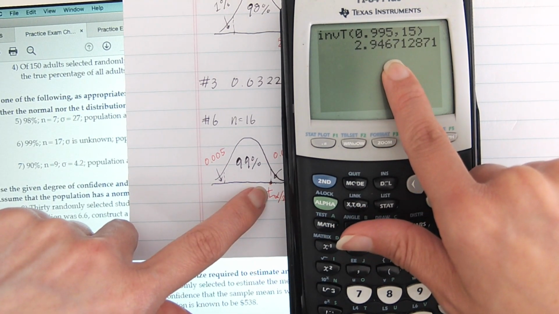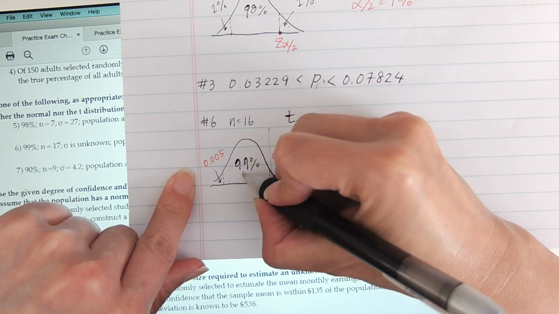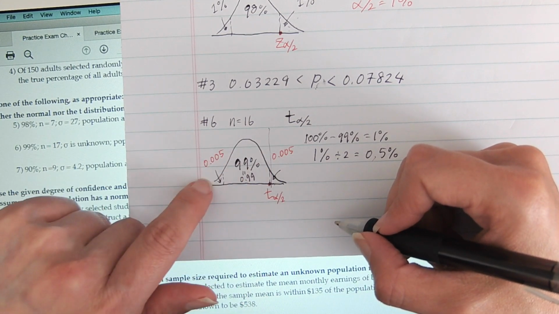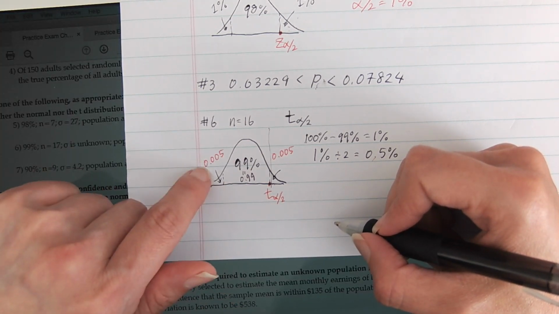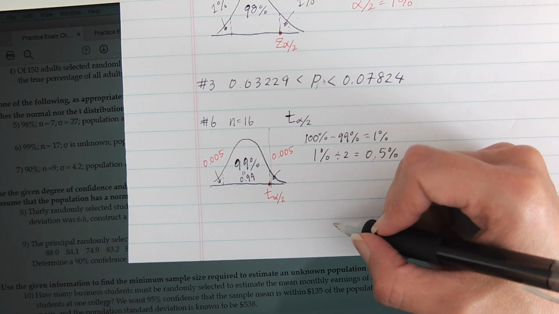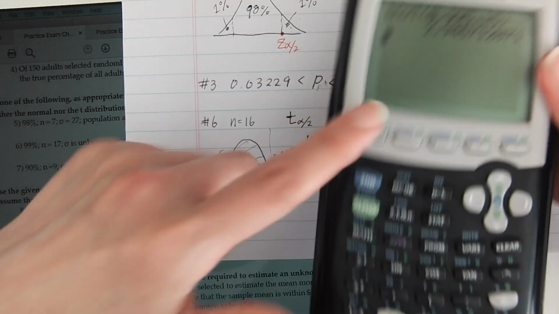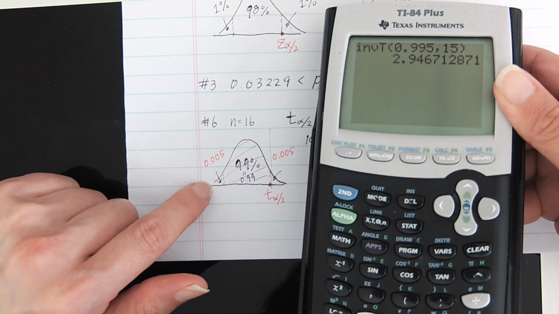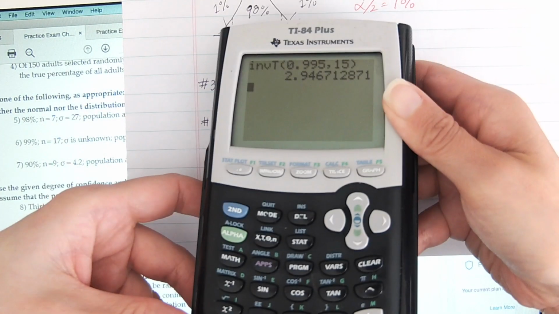That's this point. How did you get the 0.995 again? Okay. So what's the left side area here? This is 0.99, plus this little tiny area. 0.99 plus that little area, that's 0.995. So I always need the whole left side area, and that's what you have to type in. 0.995. Okay, you got that?